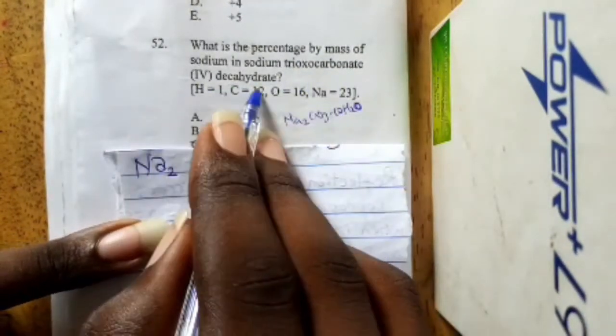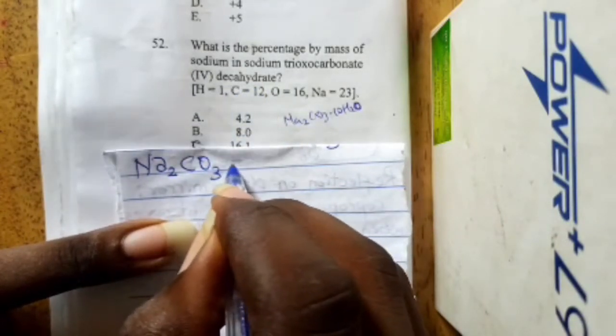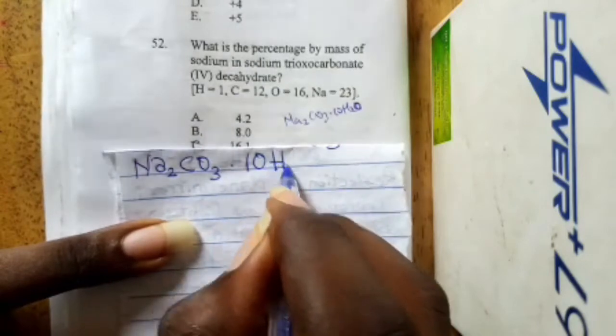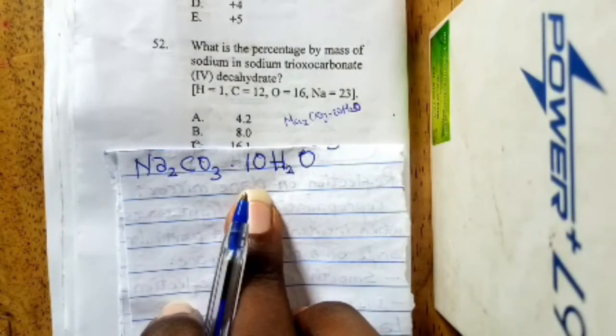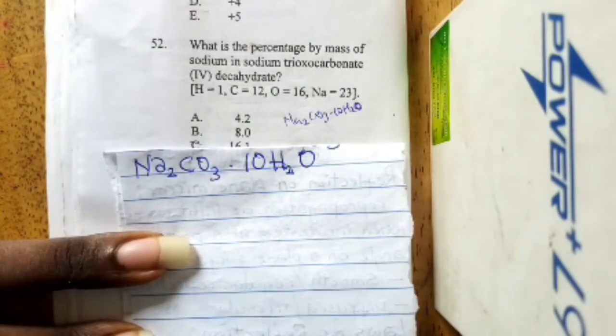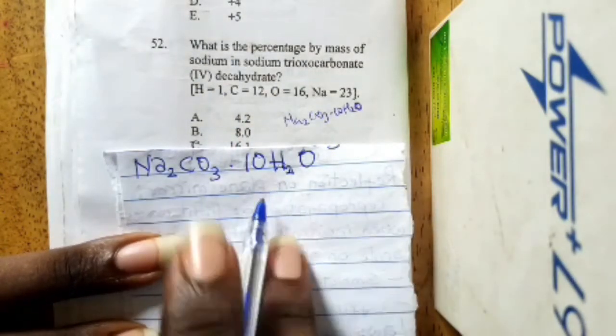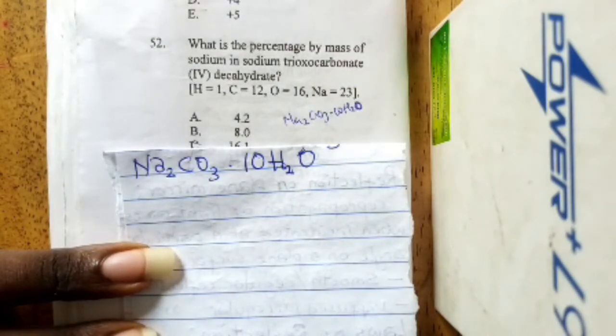Now, sodium trioxocarbonate IV decahydrate, that's Na2CO3.10H2O, and this is the compound. We are asked to find the percentage by mass of sodium. Now, what is the percentage of sodium in this compound? What is the percentage composition of sodium?